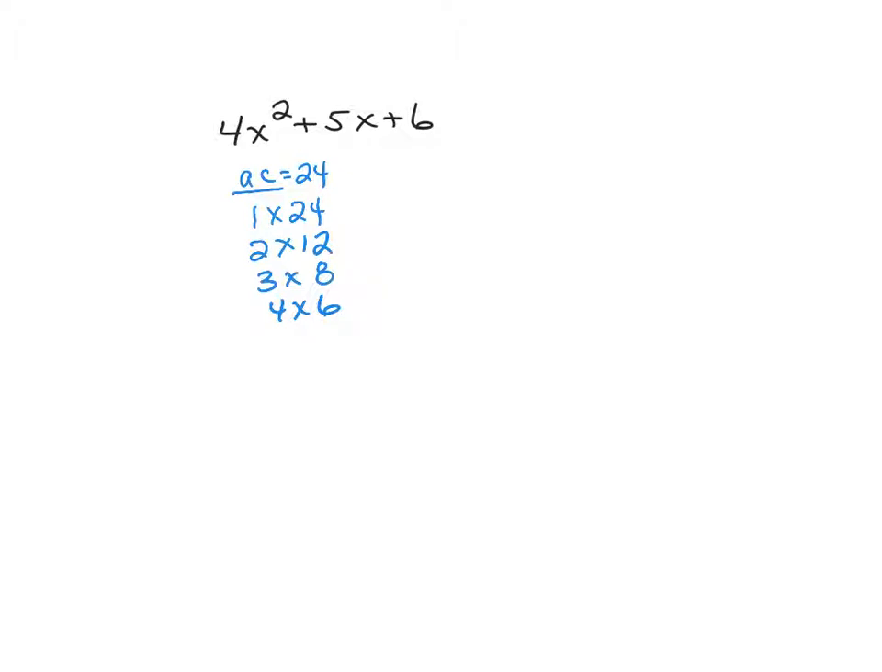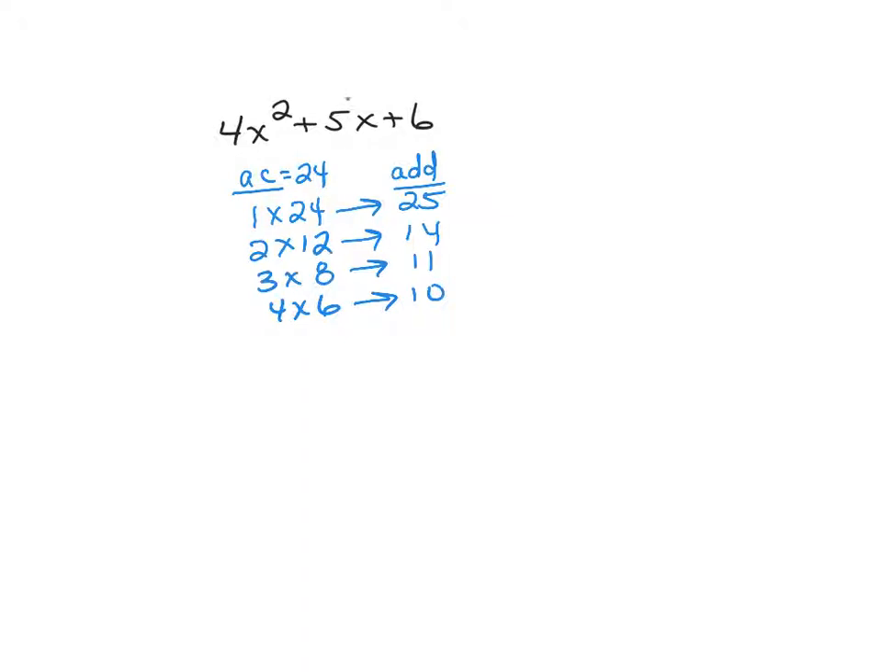Now I need to check and see whether or not this is actually factorable. So I'm going to add each of these together. 1 plus 24 gives me 25. 2 plus 12 gives me 14. 3 plus 8 gives me 11. 4 plus 6 gives me 10.